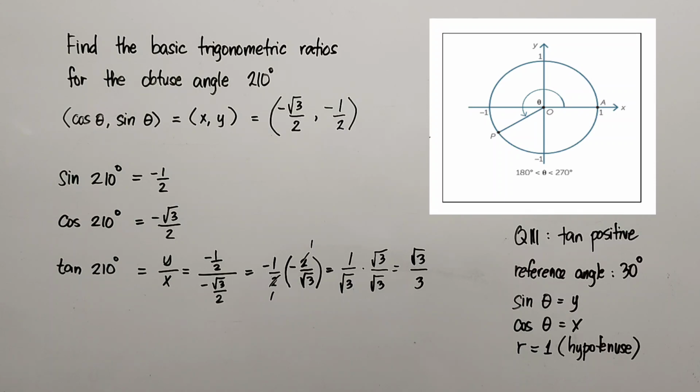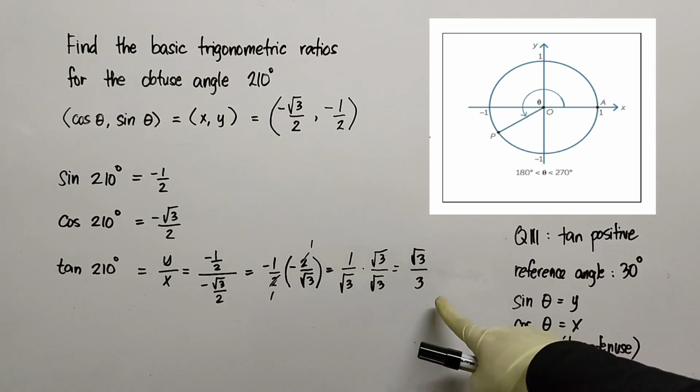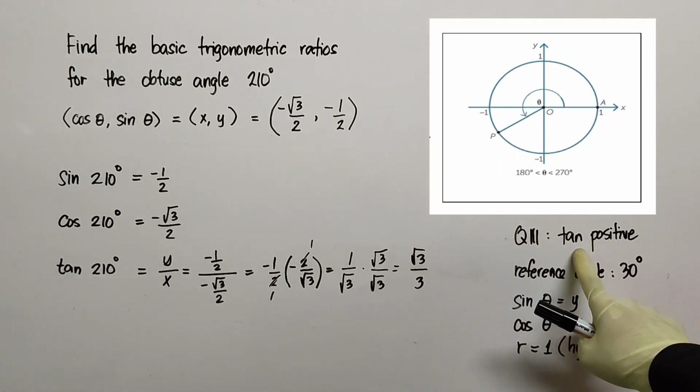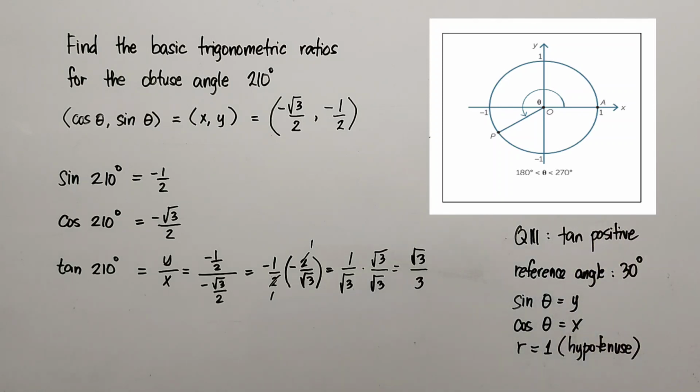Therefore, tangent of 210 degrees is square root of 3 over 3. And this is positive because in quadrant 3, tangent and its inverse are positive.